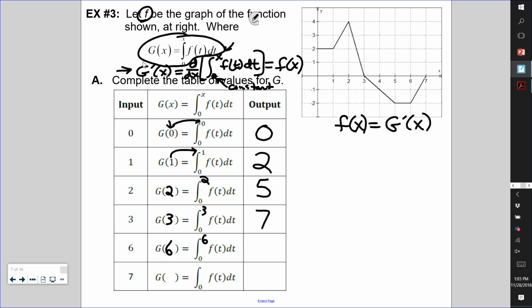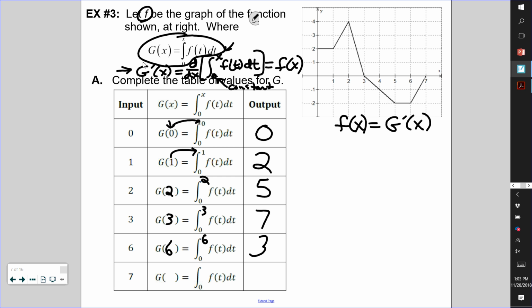So going from 3 to 6, you're going to have 1, 2, 3, 4, right? It's pretty easy to count because it goes right through the diagonals of those squares. But it's negative, plus the 7 I already had. So it's 3.